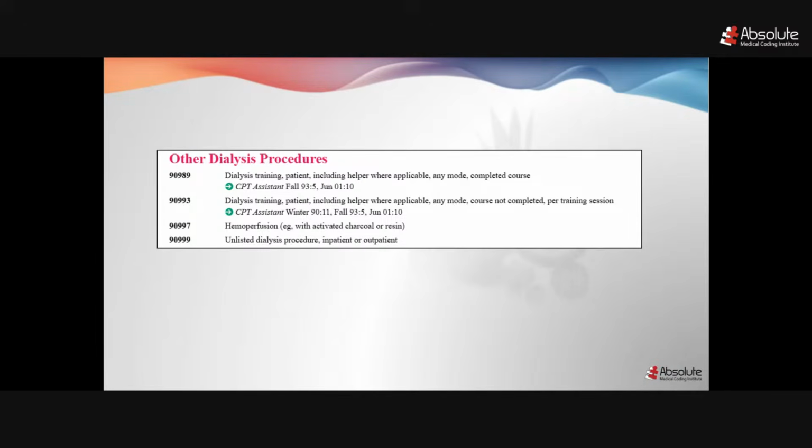And we have 90997 that is used for hemoperfusion, such as using activated charcoal or resin. And this is a specialized therapy to remove toxins from the blood beyond the standard dialysis. Finally, we have 90999 that is unlisted dialysis procedure. This can be for inpatient or outpatient, and you use this when there are dialysis related services that do not have a specific CPT code.